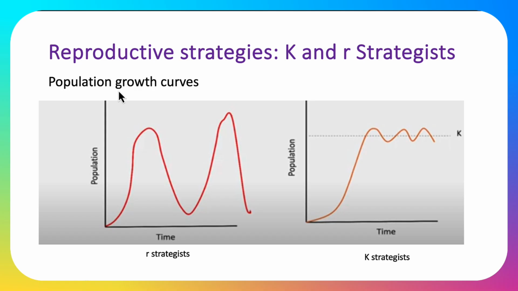You can see here with the R strategists, we've got exponential growth, then we have a plateau and then a bust. So we've had a boom and a bust. Population almost goes down to zero again, and then we have another boom and we have a bust. That's classic with R strategists. I'm going to talk to you more about what that means in just a second. But let's compare that to K strategists.